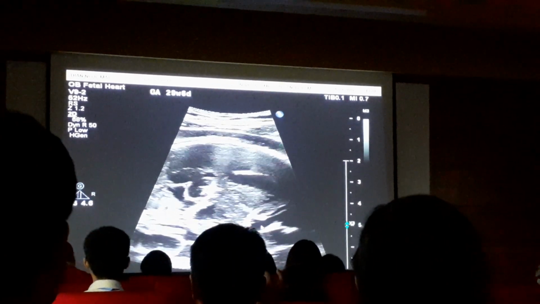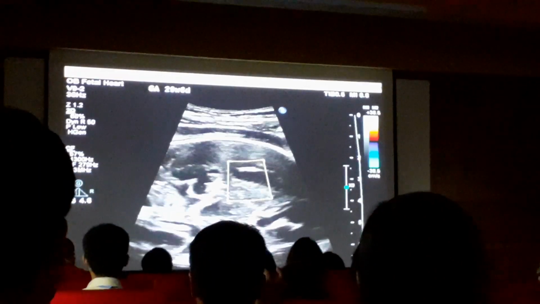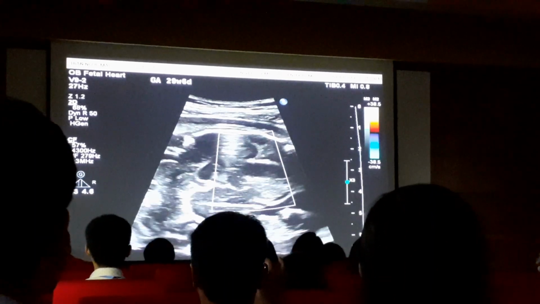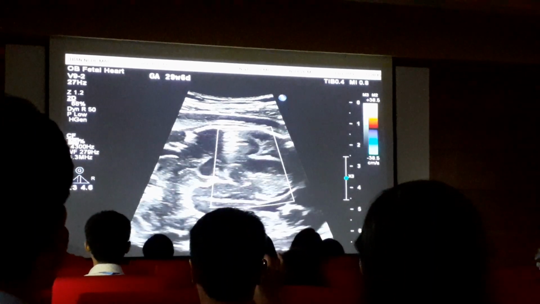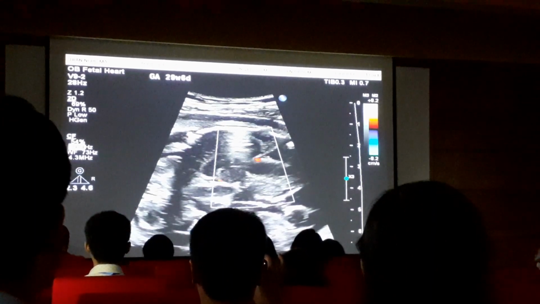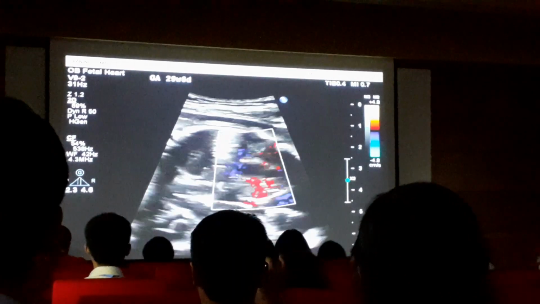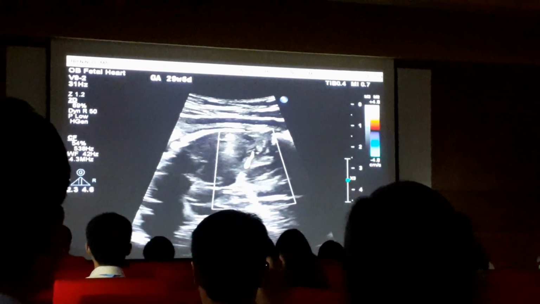So I usually start with the arterial Dopplers, only because I'll forget to do them if I don't do them first. But there's no right or wrong way to do this.